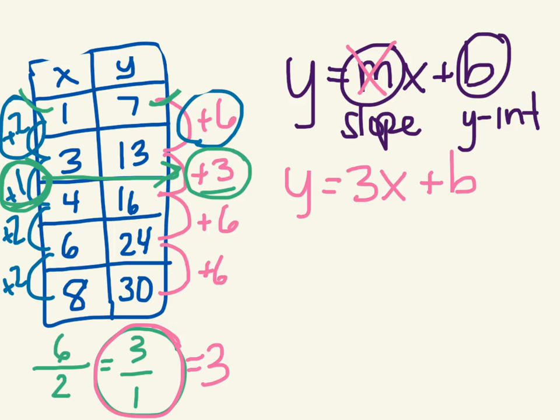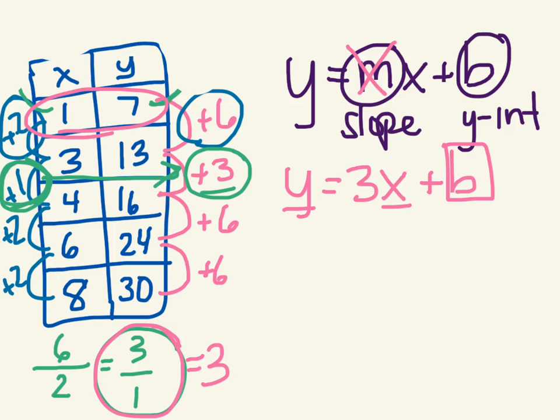And I don't know my y-intercept. That's what I'm trying to find out. So I'm going to keep this as a letter because it's an unknown. It's a variable, so it's an unknown. But I do know what x and y could be. At one point, x and y are 1 and 7.